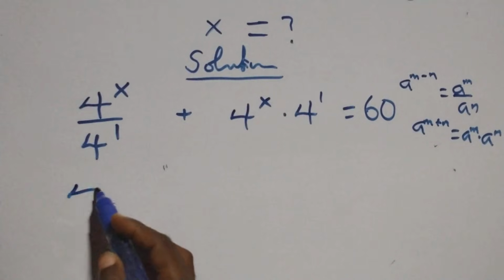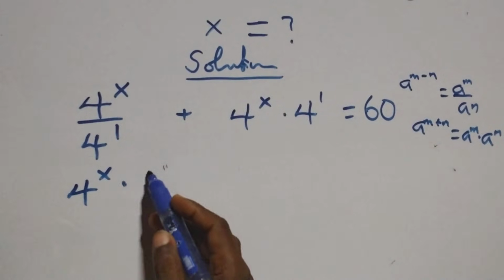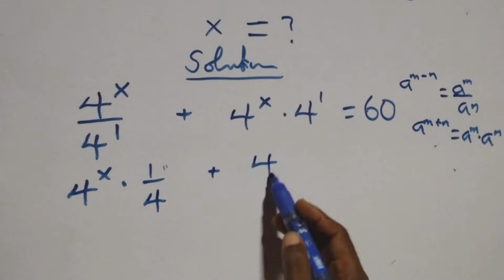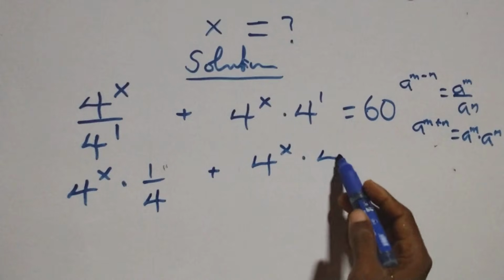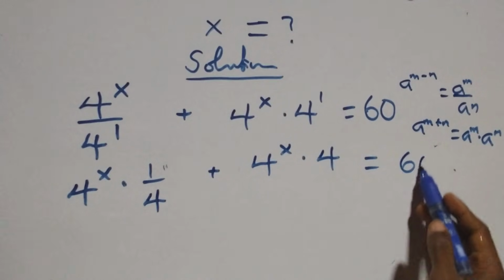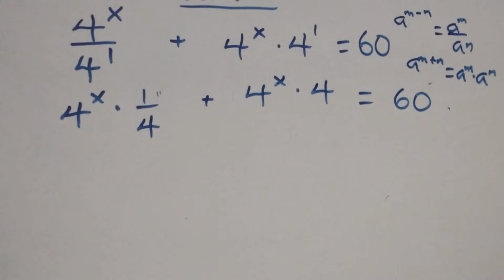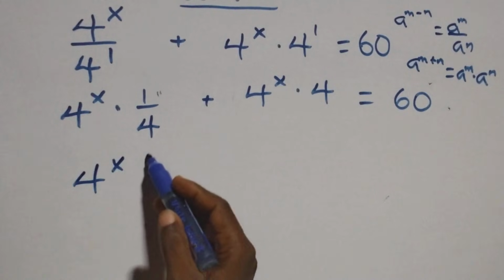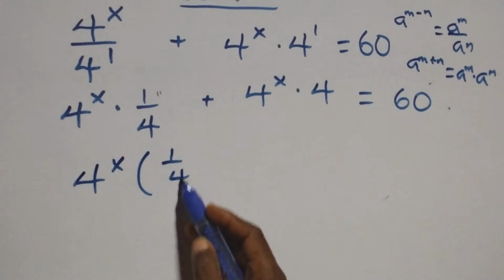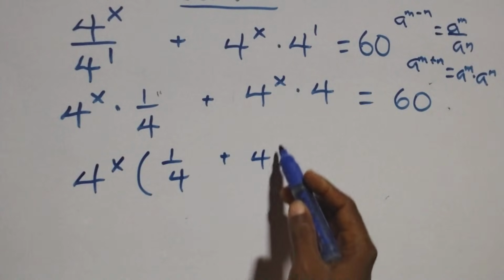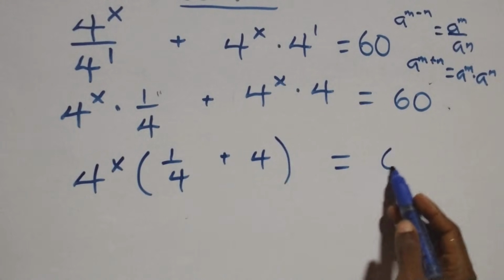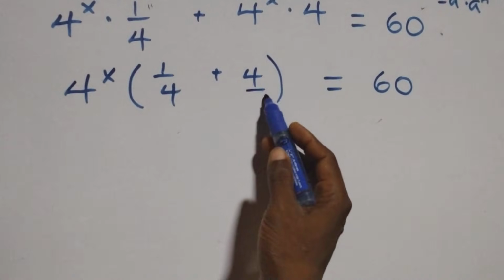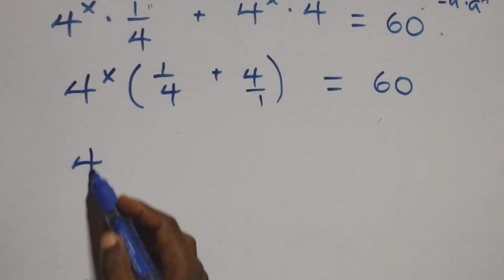That is the next step. I write this as 4 raised to power x times 1 over 4 raised to power 1, which is 1 over 4, plus 4 raised to power x times 4 raised to power 1, that's 4, equals 60 on this side. Here, 4 raised to power x is common. Factor it out, we have 4 raised to power x, then into bracket, 1 over 4 plus 4, close bracket, equals 60 on this side. Then we bring this fraction together as well. We have 4 over 1 here.